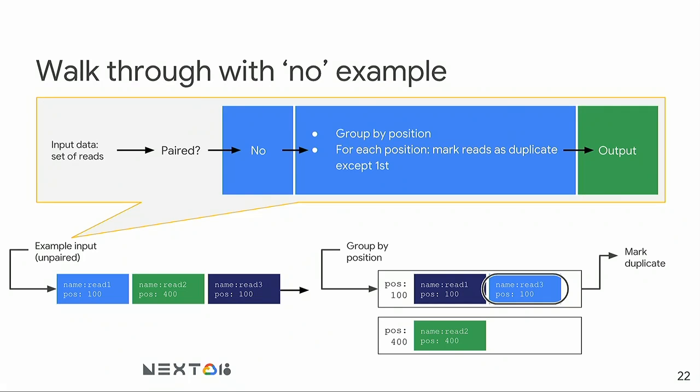I'll go through an example to make sure that we're really on the same page. We'll start with the unpaired read example. So here we have three reads. There is blue, green, and dark blue. And the blue and dark blue are both at position 100, and the green one is at a different position. So we check, yes, they are not paired, so we go in the blue path. And the first thing we do is we group them by position. So we end up with these two groups here. There's a group of position 100 and a group of position 400. You can see that the first group has more than one element. These reads are duplicates, so we are marking every one except the first one, representing this by circling them in the picture. This means we set the field to true.